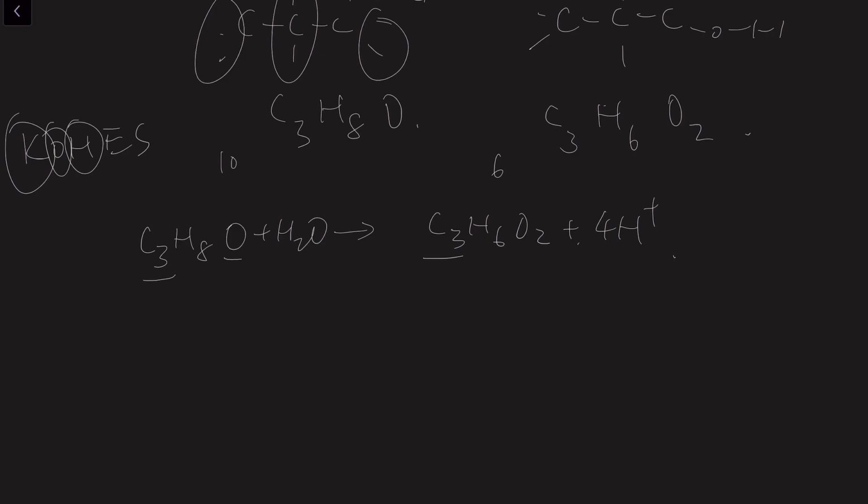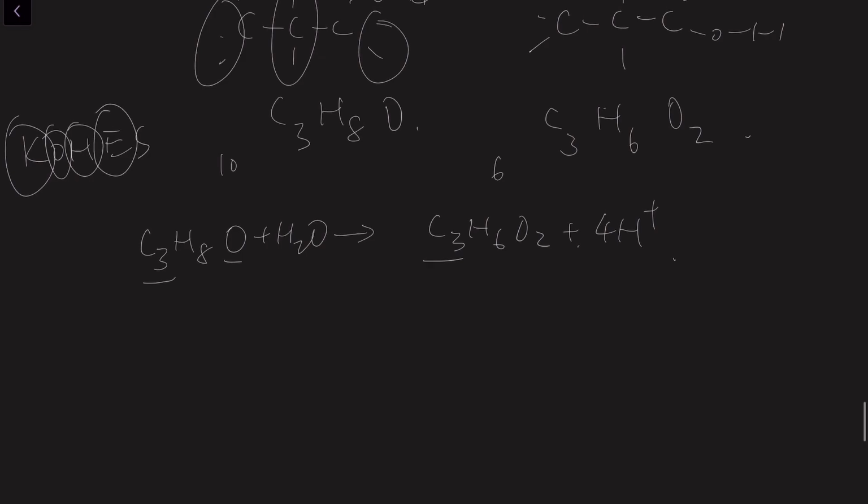Then the next step is to balance the electrons. Here, this part is neutral, so we need to add 4 electrons on the right-hand side to make it balanced. And the next step is to add state.